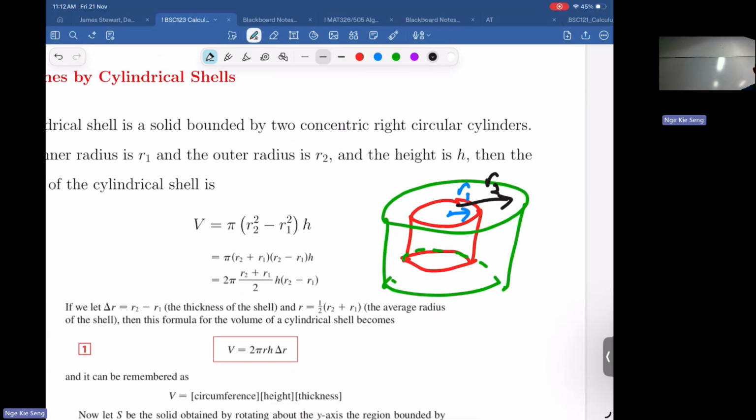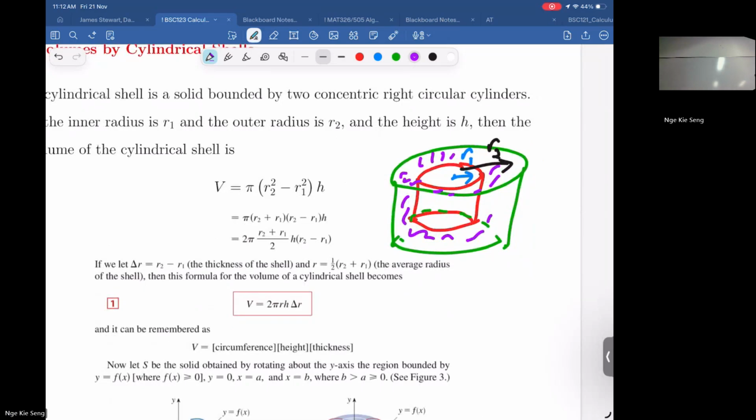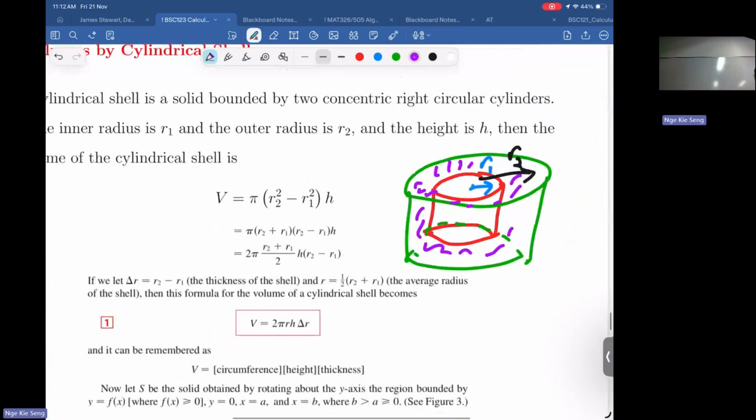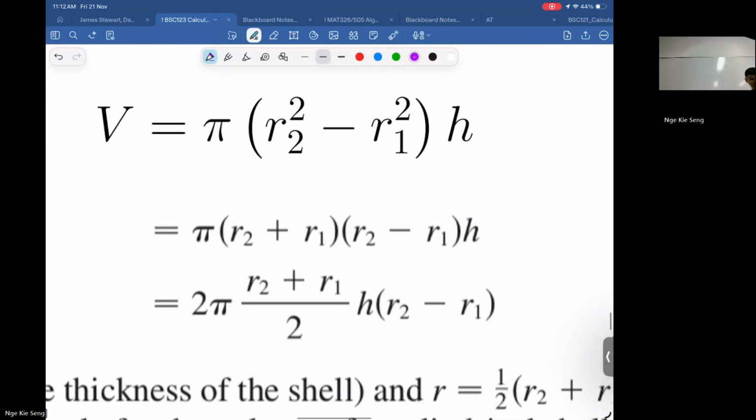So you want to compute everything in the middle. You take the area times the height, you get the volume of the shell. But then, after that, you rearrange them. If you rearrange them, you get pi times (R2 plus R1) times (R2 minus R1) times H.